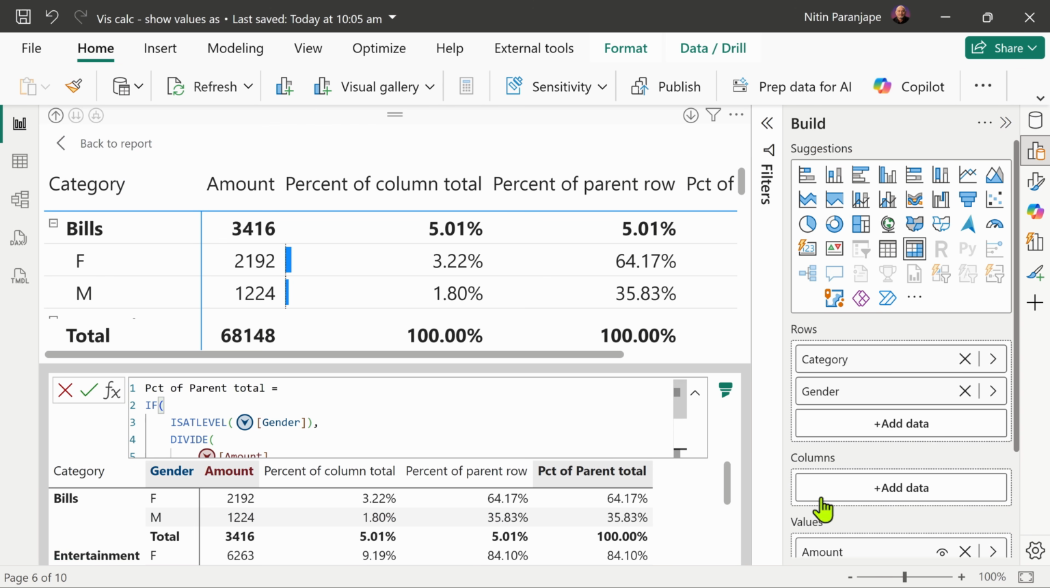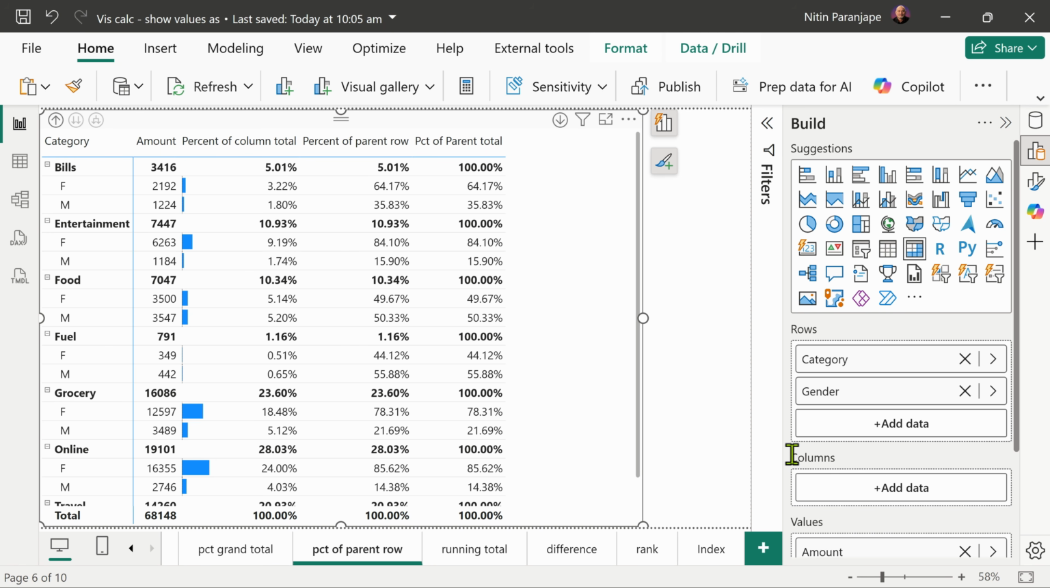In Power BI, what have we said? First, we have to check what is the level. If the level is gender, then do the earlier calculation. Otherwise, just put 1 because we want it as 100%. Simple if condition, and it gives us exactly what we want.